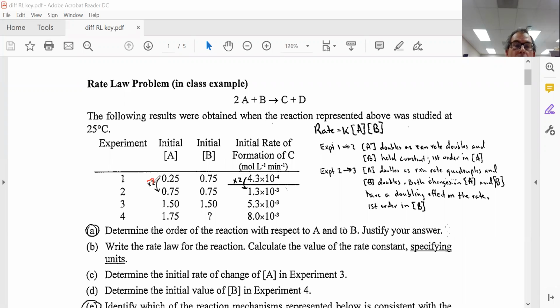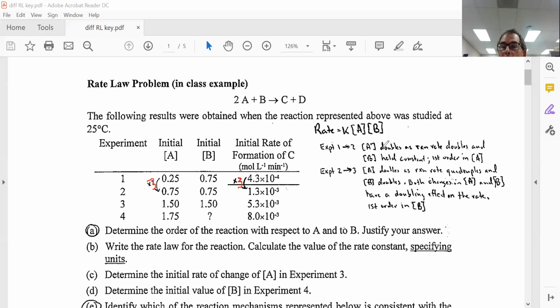Okay, if this triples. And what's happening here, 4.3 times 10 to the negative fourth, 1.3 times 10 to the negative third, that looks like a tripling too. So if one triples and the other triples, that is first order. If this goes up by a factor of 3, this goes up by a factor of 3 to the first power, which would be tripling, then that's what happens.